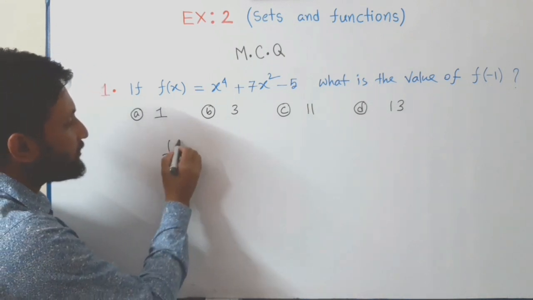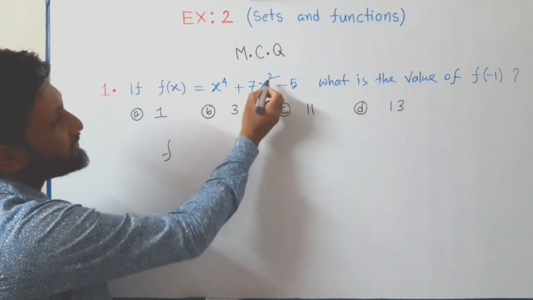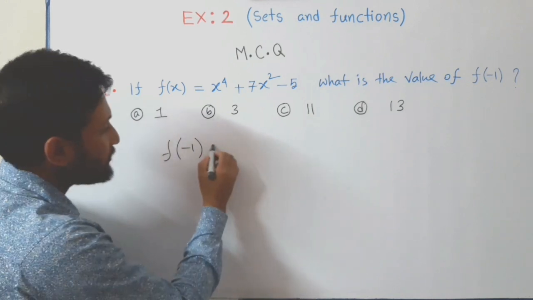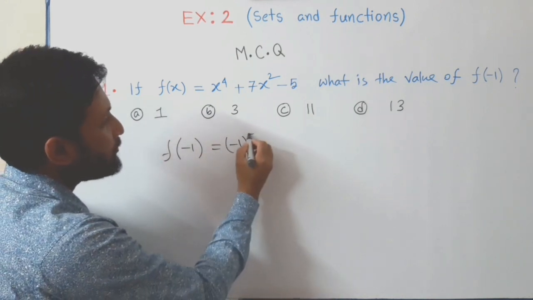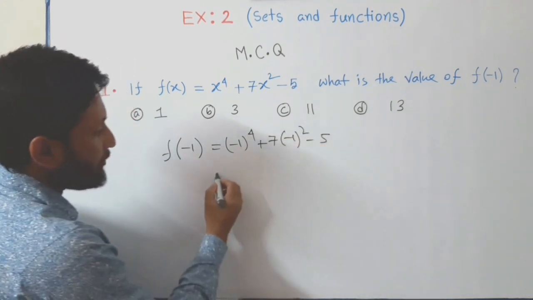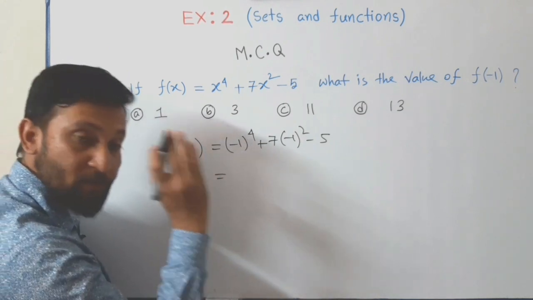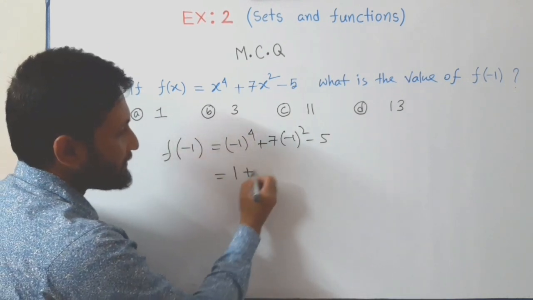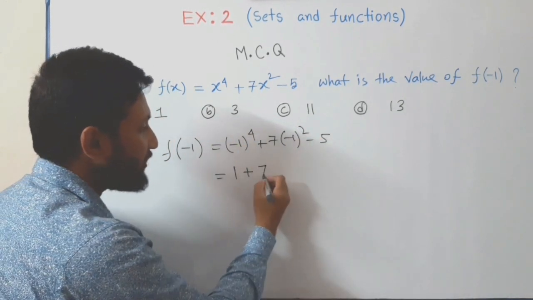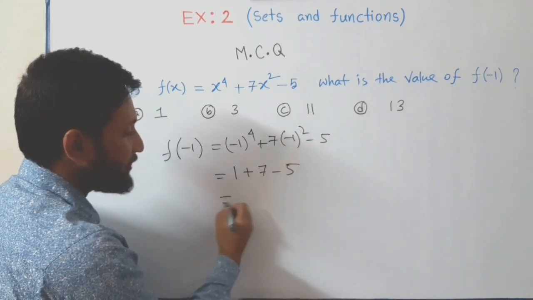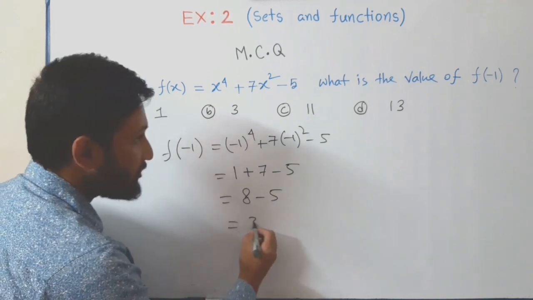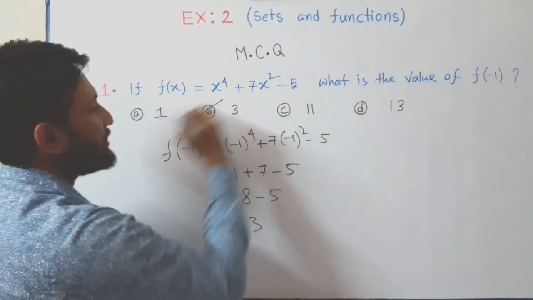So the function f of x equals x to the power 4 plus 7x square minus 5. Just replace x by minus 1. So equals minus 1 to the power 4, plus 7 into minus 1 square, and then minus 5. Now by calculation, minus 1 to the power 4 means 1, plus 7 into minus 1 square, minus 1 square means only 1. So 7 into 1 means 7, and then minus 5. 7 plus 1 is 8, and then minus 5. So 8 minus 5 means 3. So our required solution is B.